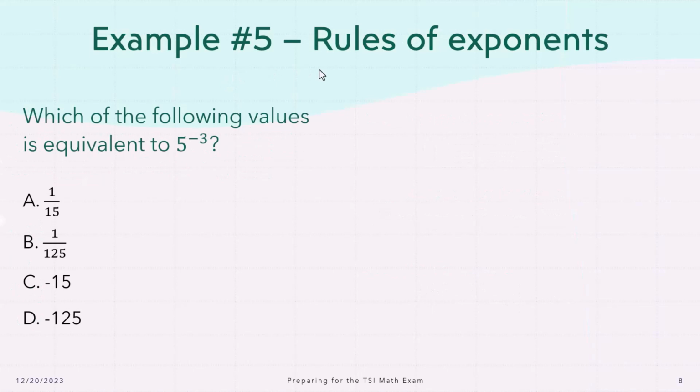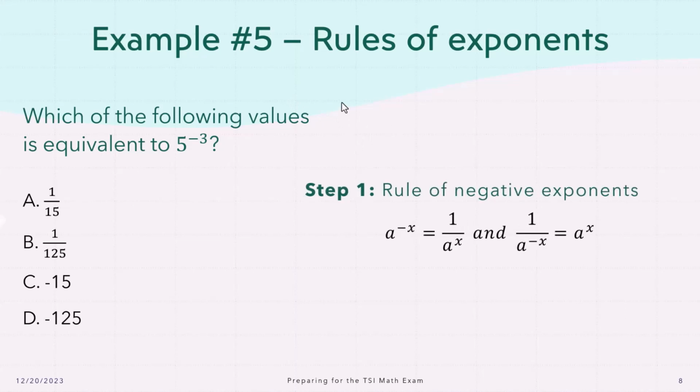Now let's look at a problem that deals with exponents. As with fractions, there are specific rules you need to remember to solve exponential problems. The question is, which of the following values is equivalent to 5 to the -3rd power? To solve this problem, we need to remember one of the more obscure rules, and that is negative exponents.